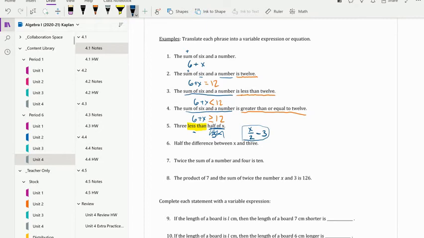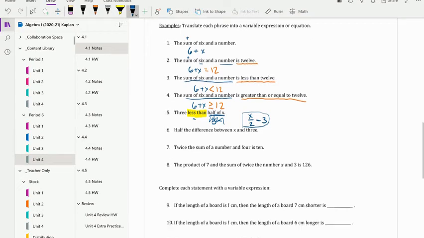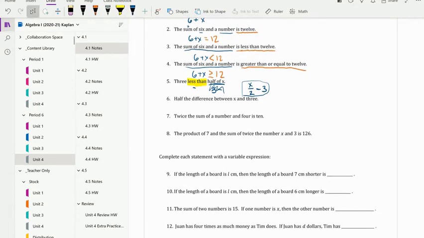Remember, the less than means subtraction, but this is the one that's flipped around. So we don't want to do 3 minus half of x. We want to do half of x, or x over 2, minus 3. Very good. Half the difference between x and 3.